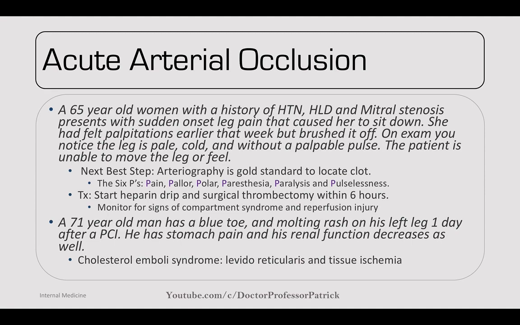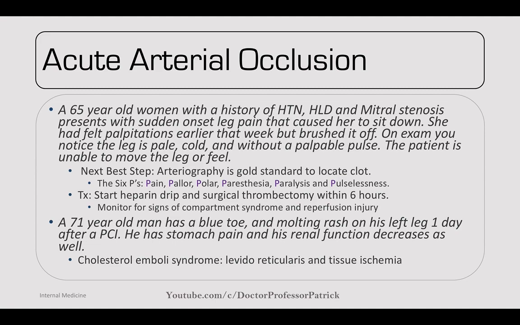So your next best step is arteriography to locate the clot. These are the 6 P's of an acute arterial occlusion: pain, pallor, polar or cold, paresthesias, paralysis, and pulselessness. The last one is very difficult to treat once you get to this point. So you want to start with a heparin drip or a surgical thrombectomy within 6 hours, or else they might lose the limb. And then you want to monitor for compartment syndrome and reperfusion injury.